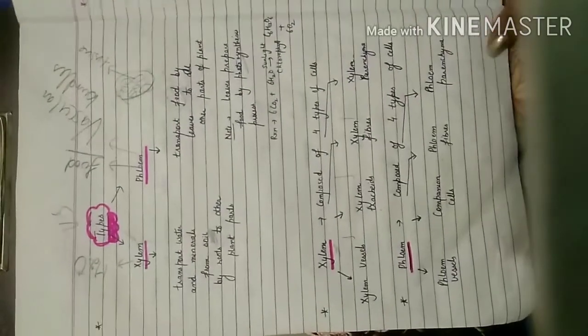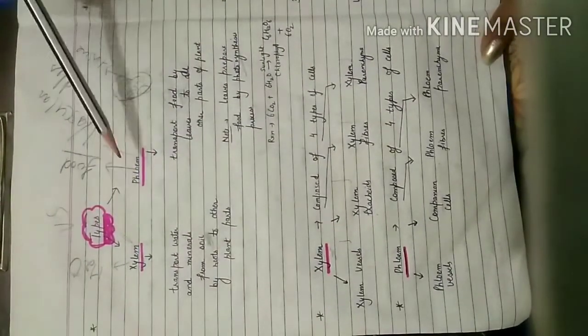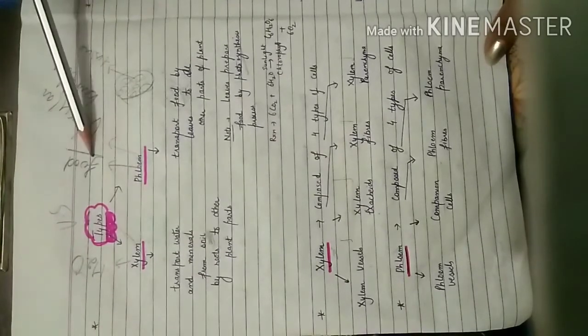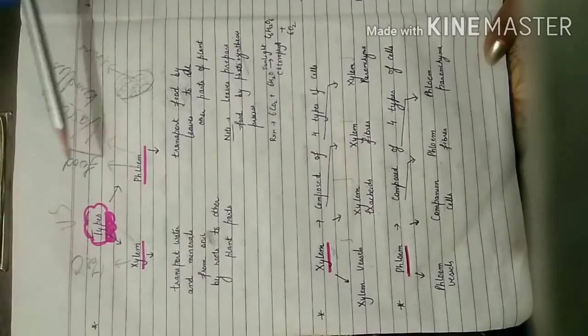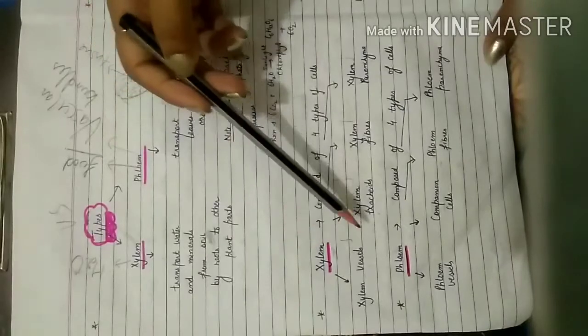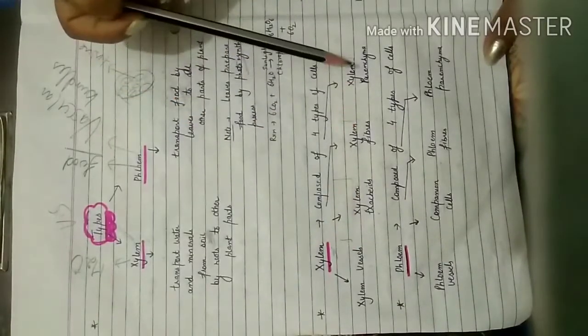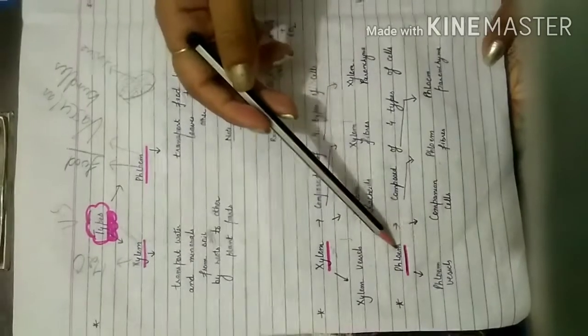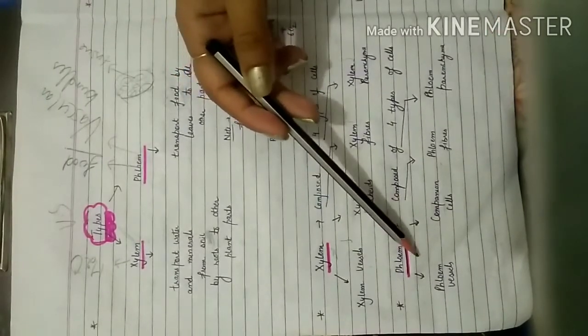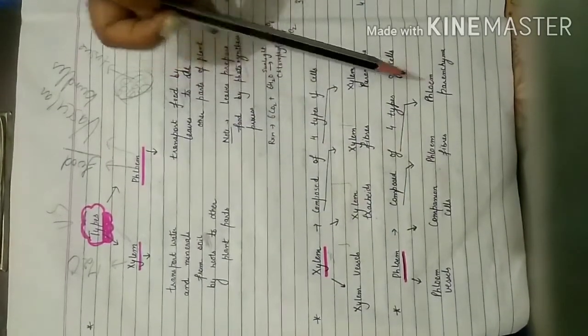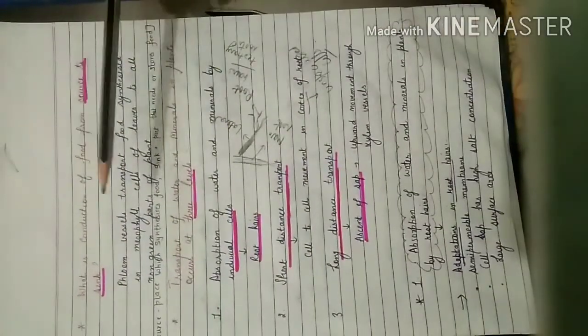So what we have studied about xylem and phloem: xylem deals with the transportation of water and phloem deals with the transportation of food. Xylem is divided into 4 types, that is xylem vessel, xylem tracheid, xylem fiber, and xylem parenchyma. Then phloem is also divided into 4 types: phloem vessel, companion cell, phloem fibers, and phloem parenchyma. Then there is a role of phloem. What is the role of phloem?